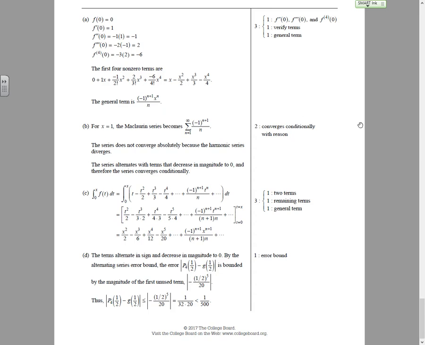Did I answer both? Oh, Katrina. For C, it says plus 1, but aren't you starting at 0? Oh, no, you're not. You're starting at 1, huh? You're starting at n equals 0. Up here, you're starting at n equals 0.